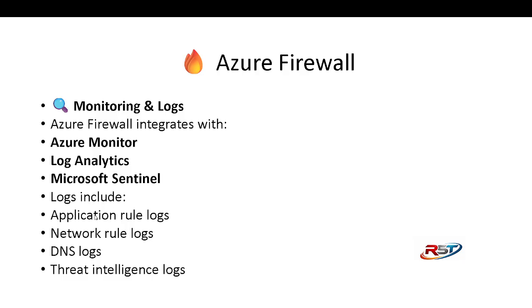Logs include application rule logs, network rule logs, DNS logs, threat intelligence logs. So what logs are included in the firewall? Application rule logs, network rule logs, DNS logs, threat intelligence logs. All these logs will be stored in the Log Analytics workspace.